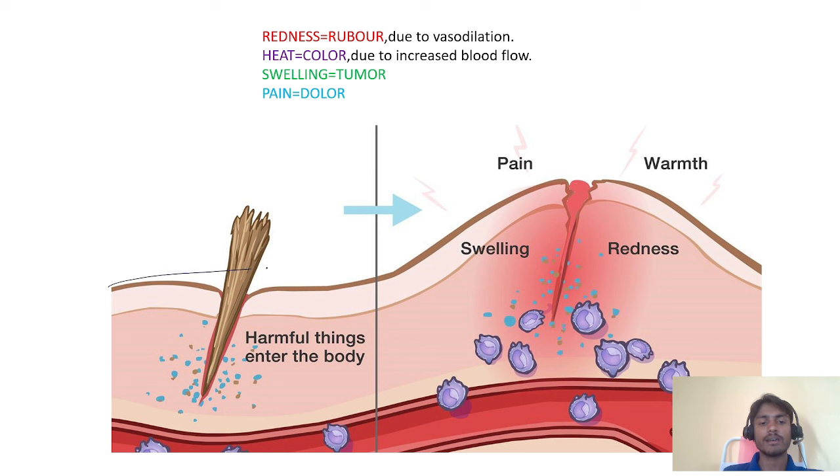When it comes to inflammation, this is a normal skin. On this normal skin, if a needle or some harmful object pricks into the body, what will happen? Swelling will happen. The skin is raised above the normal level, hence we call it a swelling.